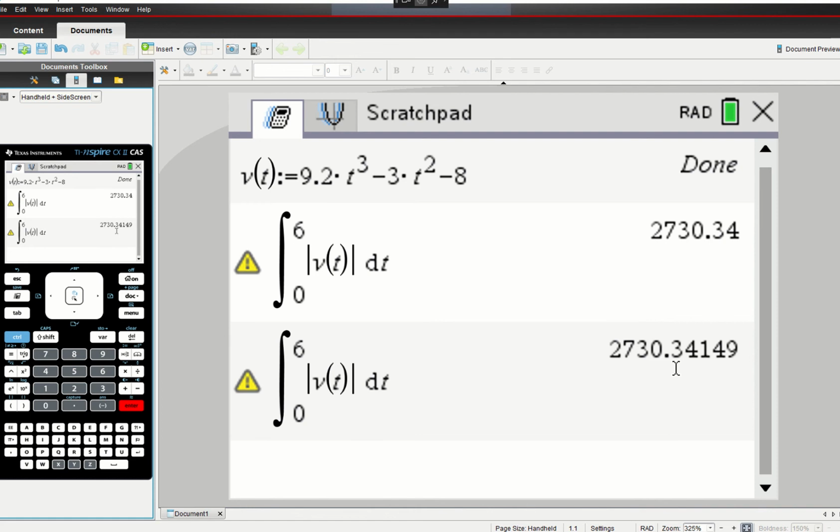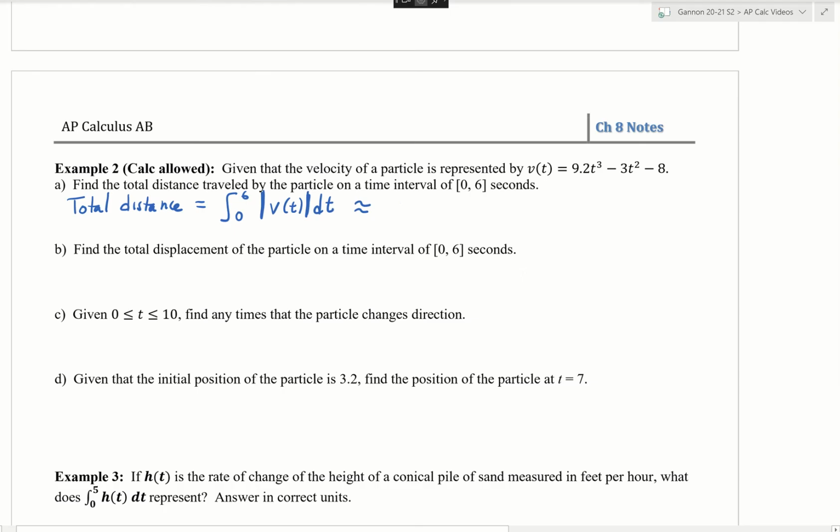All right, so when I look at this, obviously it wasn't just 3, 4 exactly. So with College Board, they want everything to 3 decimal places, so that could be rounded or truncated. In this case, it's going to be the same whether you round or truncate. So it's 2730.341, and that would represent the total distance traveled in this case.